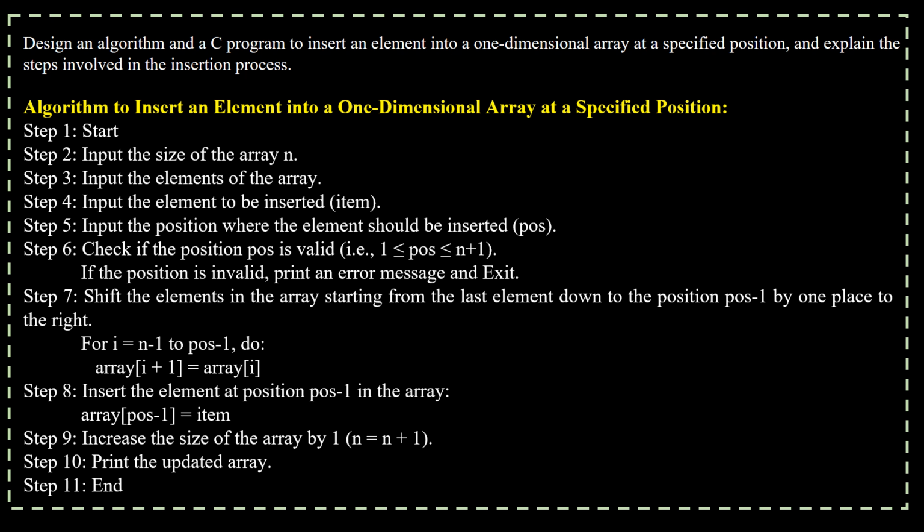Step 8. Insert the element at position pos-1 in the array. array[pos-1] = item. Step 9. Increase the size of the array by 1. n = n+1. Step 10. Print the updated array. Step 11. End.